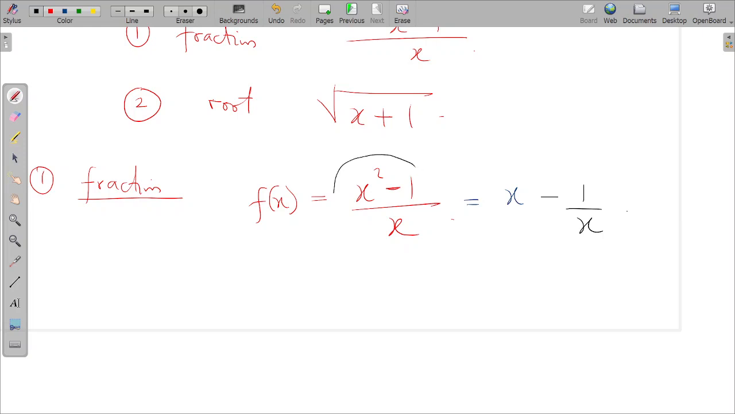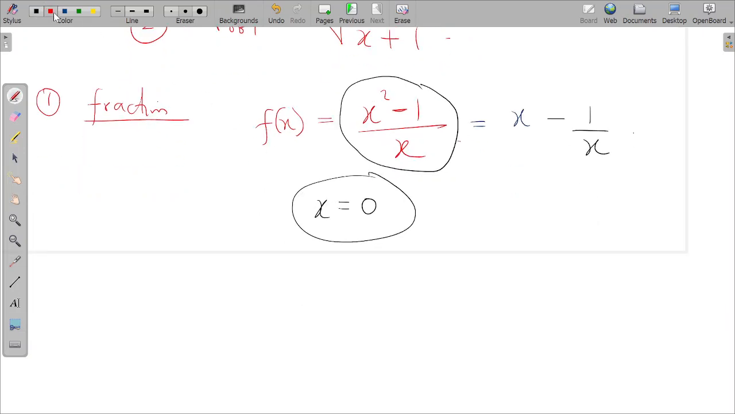So now, looking at this, what value of x will make this to be 0? Of course, it's 0. So when x is 0, this function will be undefined. So we need to avoid 0. That means the domain of this function is negative infinity to 0, union 0 to positive infinity. All we are doing here is to avoid 0, because 0 will make this function undefined.